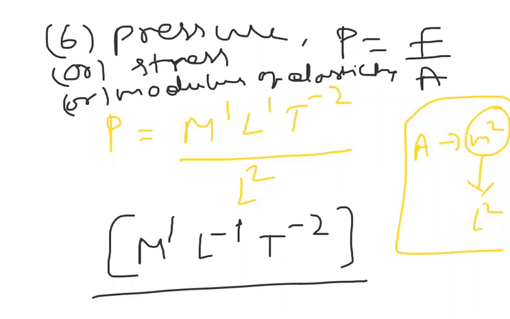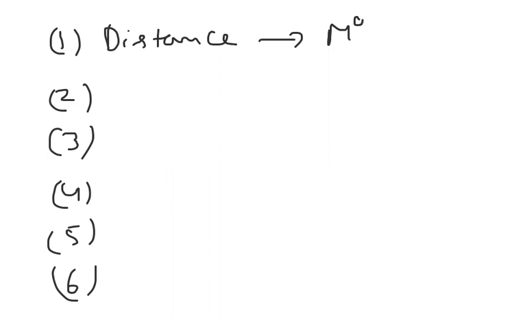I hope you are clear with these ideas. I suggest my students remember the dimensional formula for these quantities, because deriving these 6 quantities every time is very difficult. First, distance or displacement or radius or diameter or arc length, anything like that, is M0 L1 T0. So just remember the dimensional formula of this one.